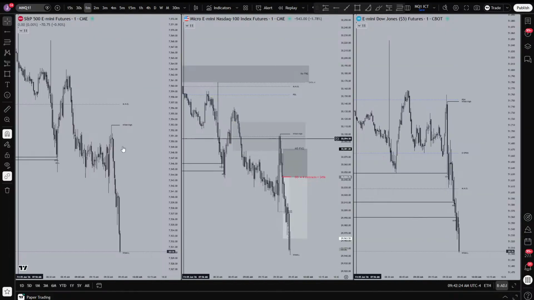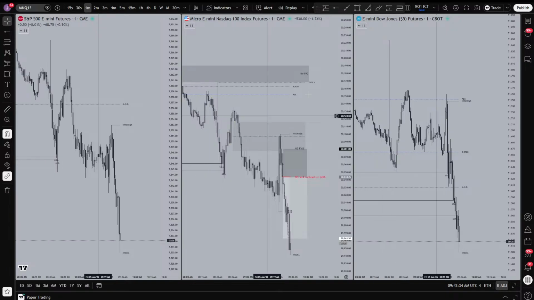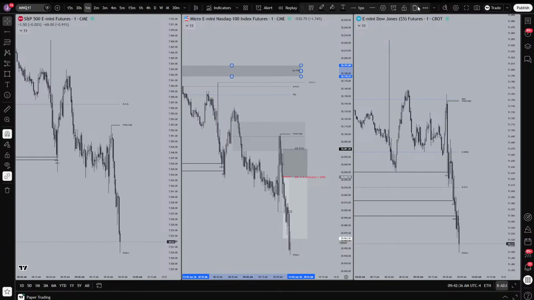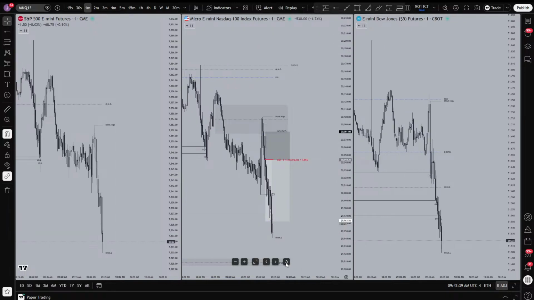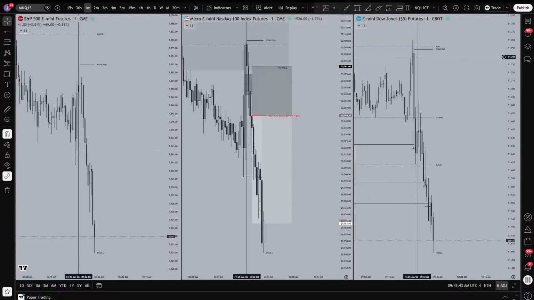Full TP at 6.3. Let's go. Let's go NQ futures. Yo, if you guys took it, send it in the successful trades. That was fire. Yeah, no, that was back to back days, just clean.